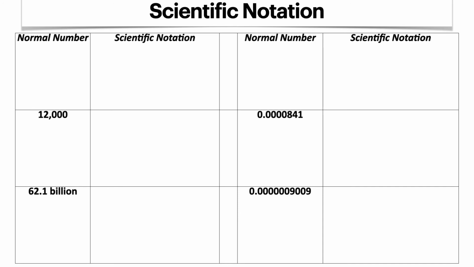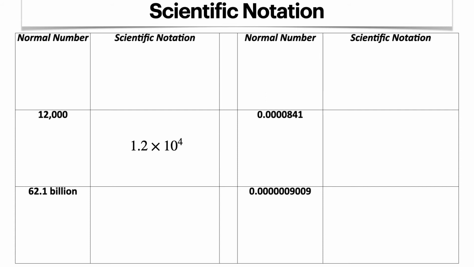Next example I'm going to do is 12,000. This is going to be 1.2 times 10 to the fourth. Again, we only have one number to the left of the decimal place, and I have to move it to the left 4 times.